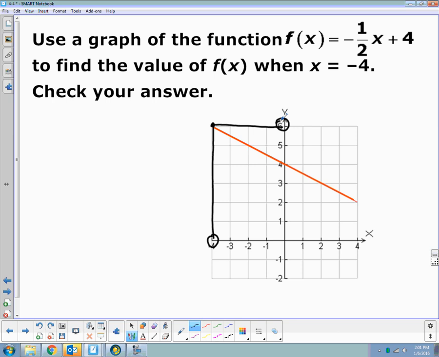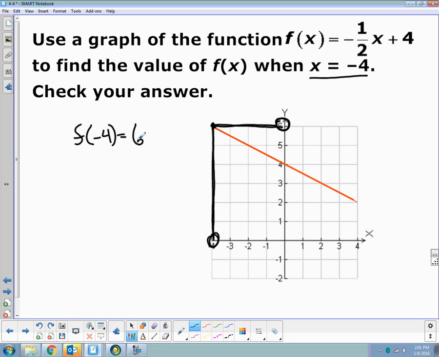So when it says use the graph to find the value, we just look at the graph and say, well, x is negative 4. There we go, negative 4. Where does it meet the graph? Right here. That's where it meets the red line. And what value is that? 6. So f of negative 4 is 6.